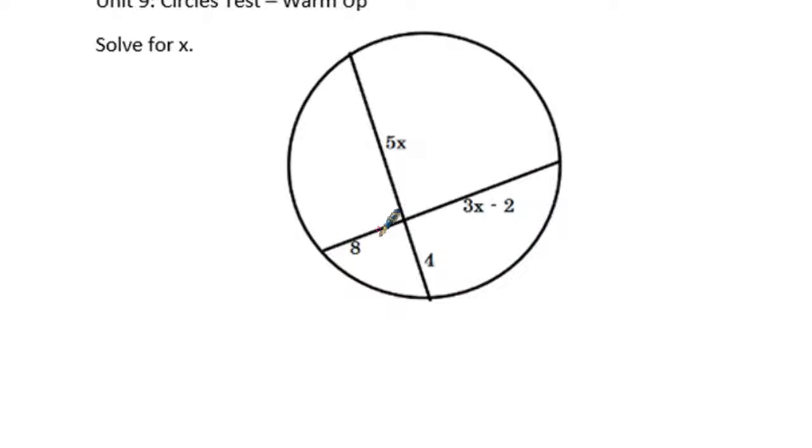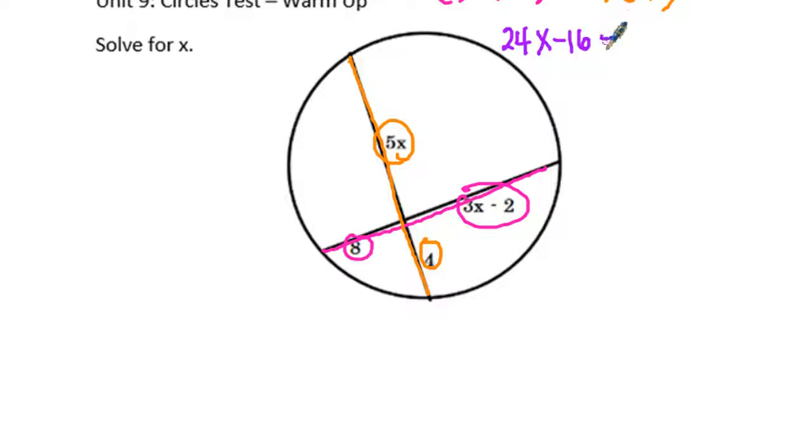When all the segments are inside the circle and none of them are outside, then this would be part times part equal part times part. So 8 times 3x minus 2 would equal 4 times 5x. 24x minus 16 equals 20x. Subtract x and add 16. X equals 4.